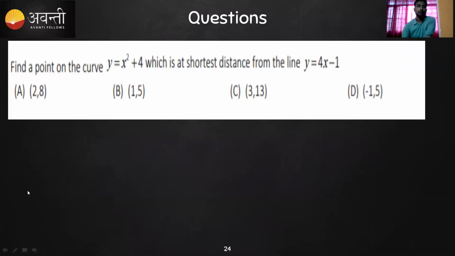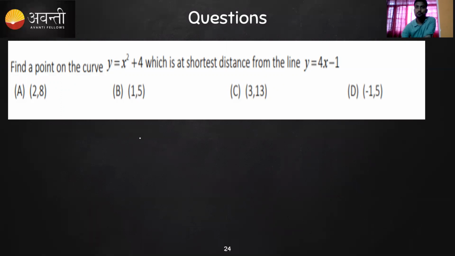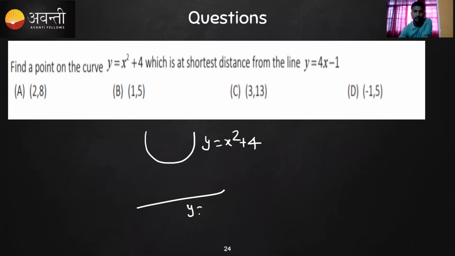Let's go quickly. Find a point on the curve y is equal to x square by 4, which is at the shortest distance from the line y is equal to 4x minus 1. So suppose this is y is equal to x square by 4, and we have to find the shortest distance from the line y is equal to 4x minus 1.